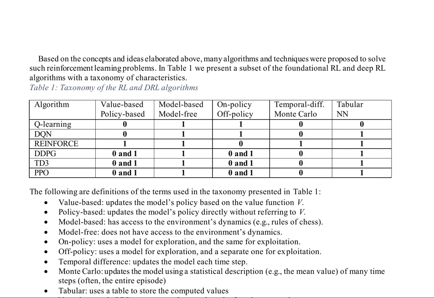Value-based algorithms, such as Q-learning, update the model's policy based on the value function V. In contrast, policy-based algorithms update the policy directly without referring to V. Model-based algorithms have access to the environment's dynamics, whereas model-free algorithms, like Q-learning, do not. On-policy algorithms use the same model for exploration and exploitation, whereas off-policy algorithms use separate models for each.